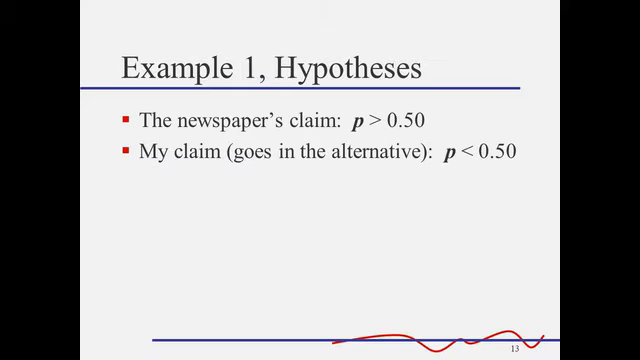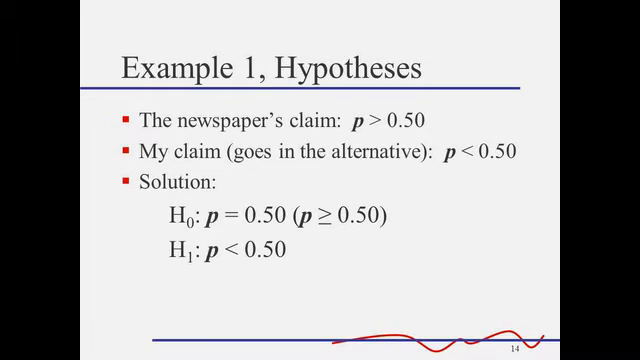My claim, which is going in the alternative hypothesis, is that p is less than 0.5. And where does the equality go? Equality has to go in the null hypothesis. It has to go with the newspaper's claim. Why is that so? The paper said over 50%. They didn't say greater than or equal to 50%. Why do we put the equal sign in the null hypothesis?